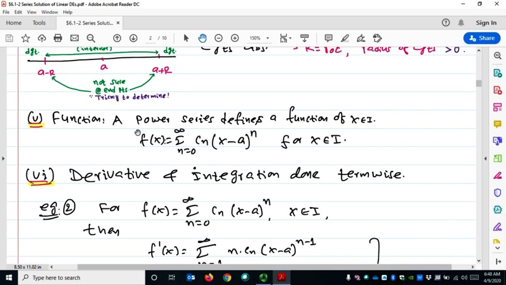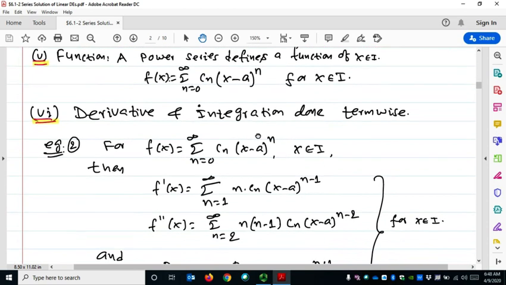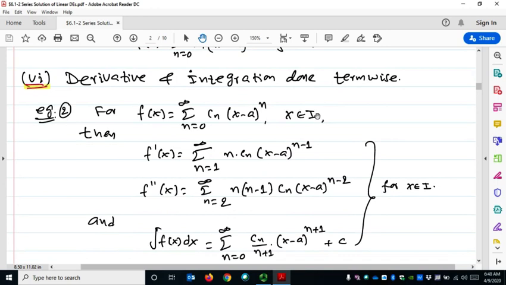A power series defines a function for x in the interval of convergence, which is denoted by f(x) equals this power series, the infinite series, summation n goes from 0 to infinity of cn times (x minus a) to the power n, for all x coming from I. Derivative and integration are done term-wise.